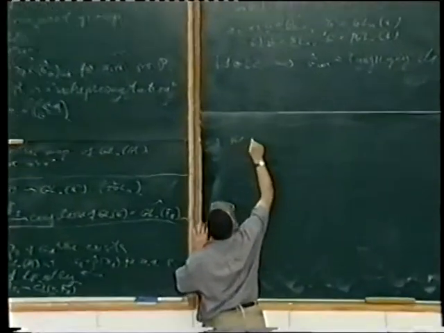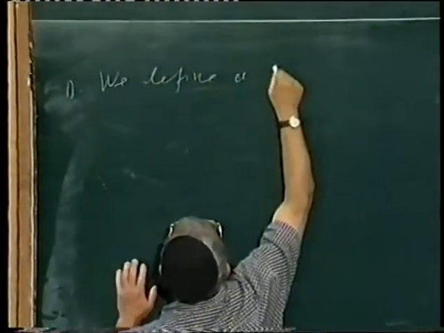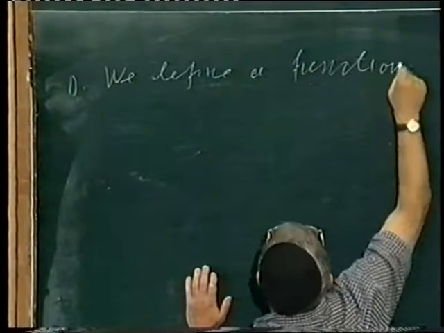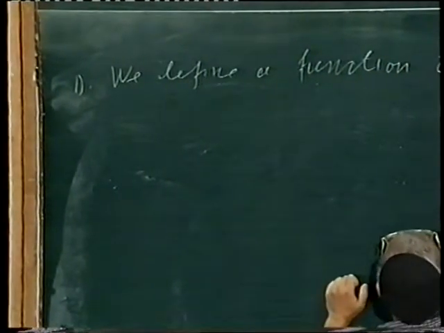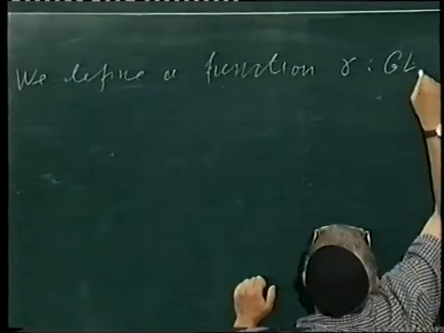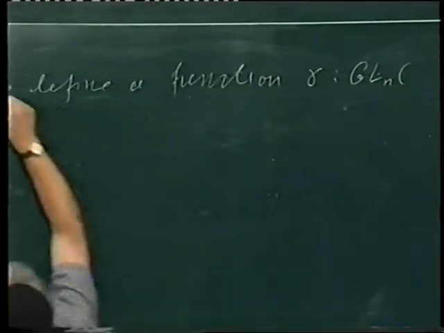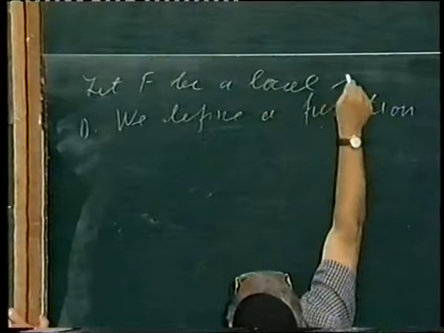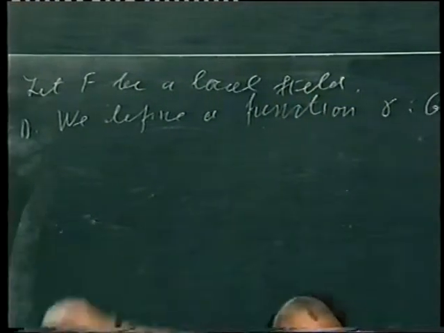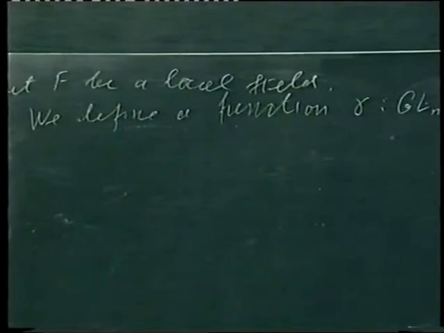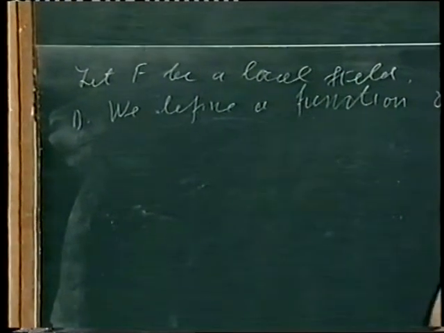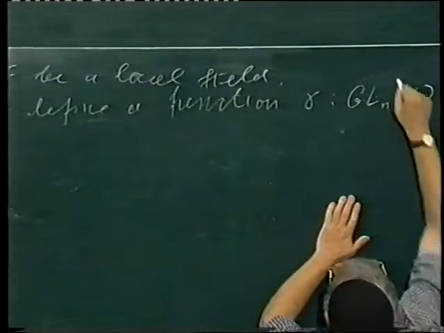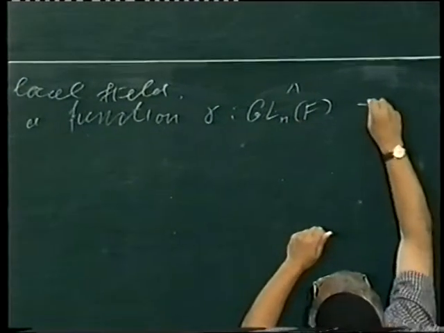One, we define a function gamma for GL_N and F. So let F be a local field. I don't think I have time to come back and discuss global stuff anymore, so we restrict to a local field. Now we discuss gamma, which is a local construction. So gamma from GL_N(F) hat into the complex numbers.